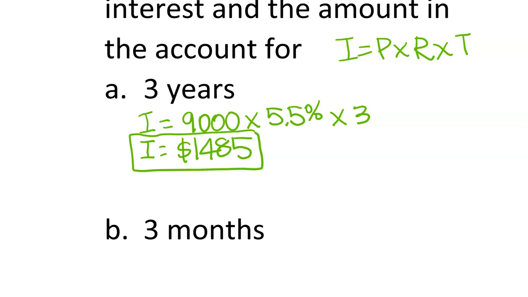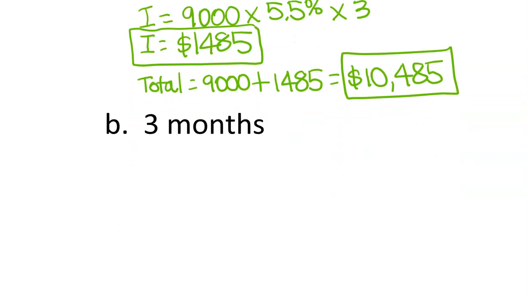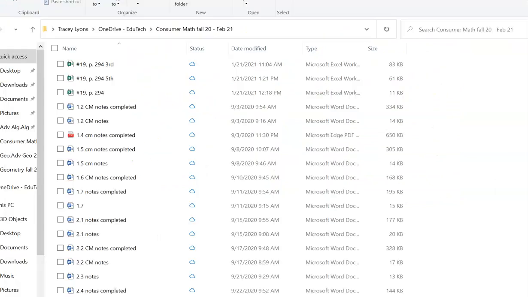It also asks for the amount in the account at the end. So our total would be $9,000 plus the interest of $1,485. So $10,485. Okay, let's do another one. Same amount. What's it going to be for 3 months?